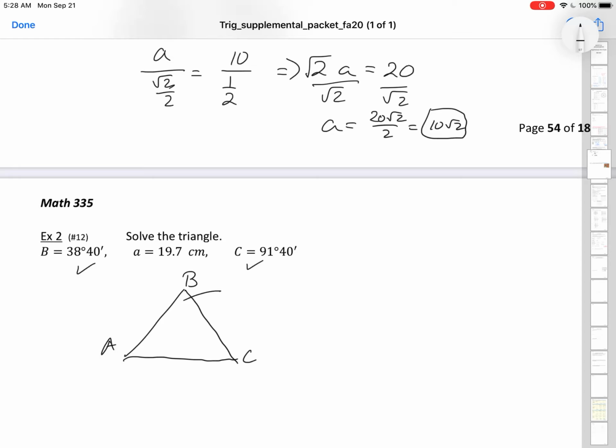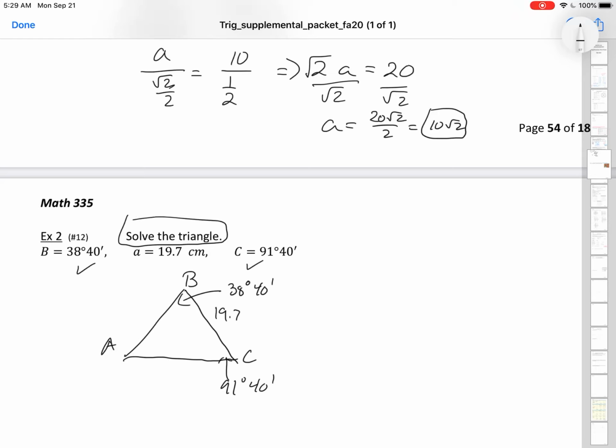They're telling me angle B right here is 38 degrees 40 minutes. They're telling me angle C is 91 degrees 40 minutes. And they are also telling me side A is 19.7 centimeters. So there's the labeling in my triangle. I'm going to need that third side because I do not know right away the side opposite A. And even if I did, I would still need to get the other angle because I'm going to have to ultimately solve the triangle. So when they say solve the triangle, they mean get everything.